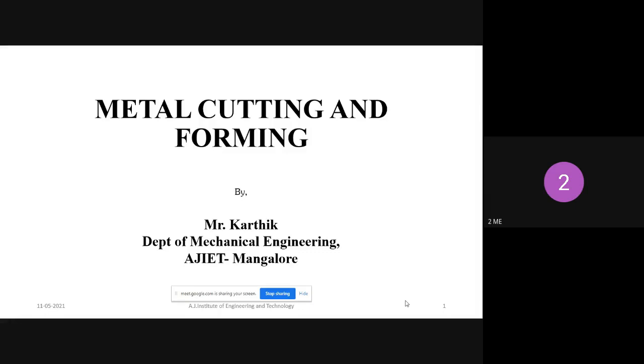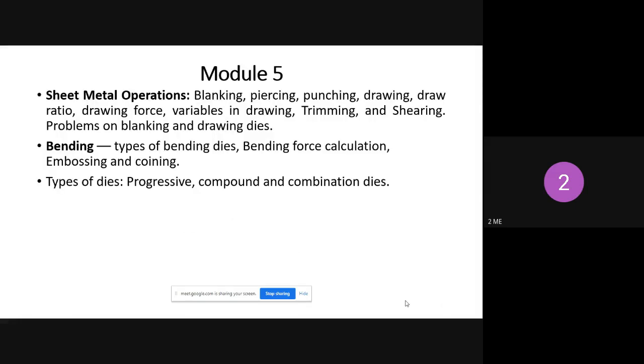For the first internal portion, module 4 as well as some concepts of module 5 are included. So module 4 is full and about half of module 5 is there for the first internal. Those who have not submitted the assignment, submit it fast, otherwise I will not consider the assignment marks. So this is the module 5 concept.